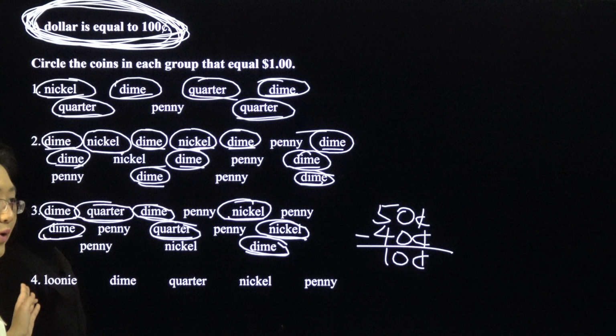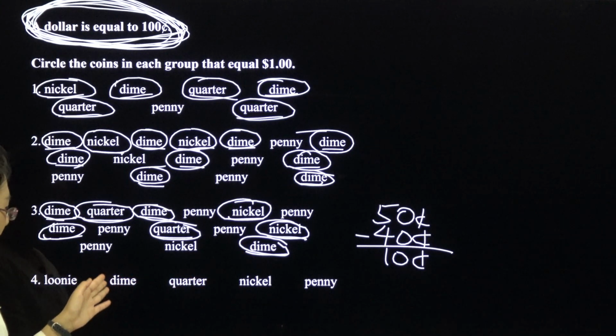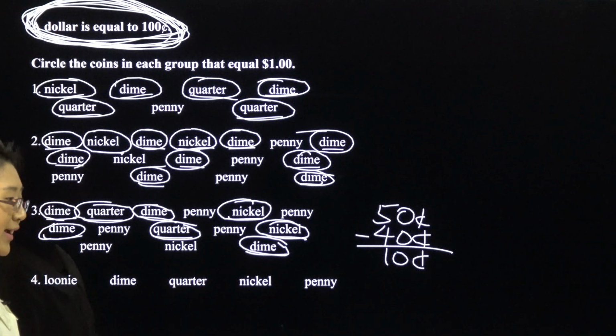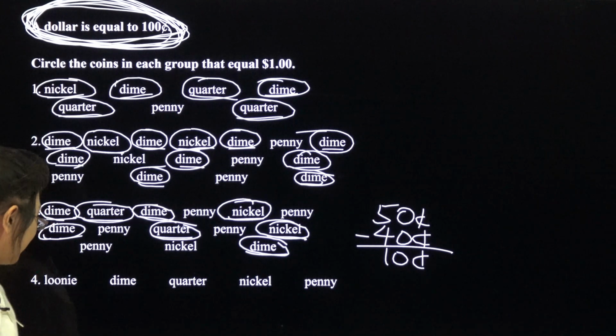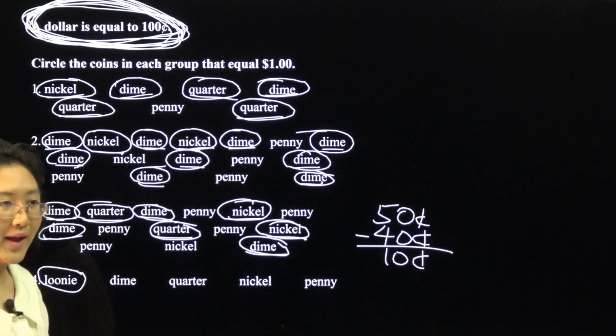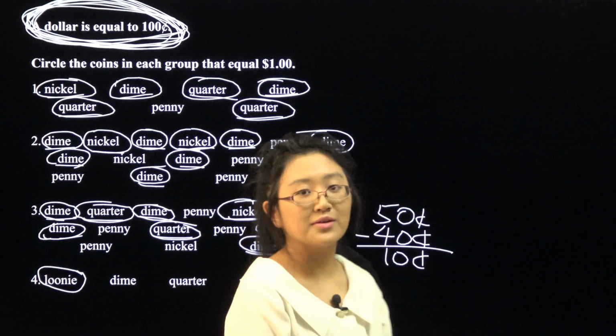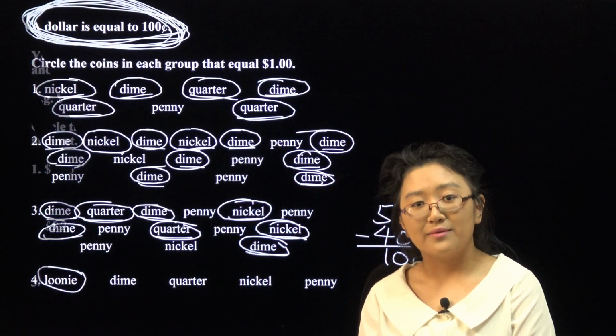Hooray! Now what about question 4? We have loonie, dime, quarter, nickel, penny. Now you may be looking at dime, quarter, nickel, penny and saying, wait, I can't do anything with that. But remember, a loonie is a Canadian dollar coin. So a loonie is $1. Okay, so that's what we have for this section of the dollar. Let's move on to the next one.